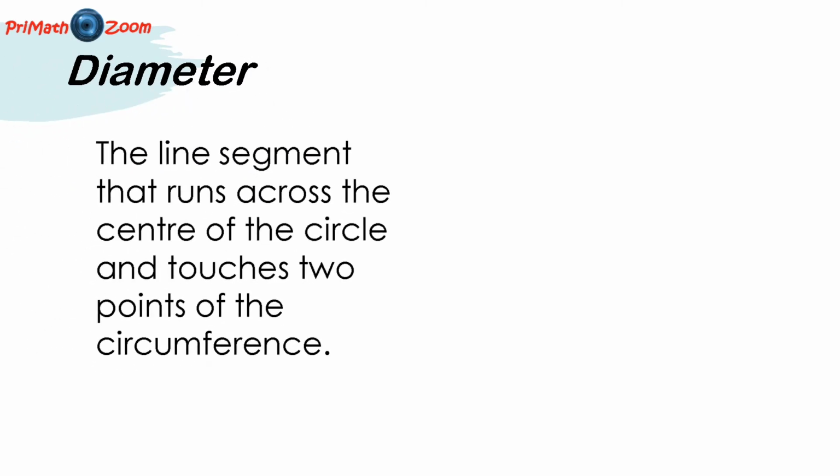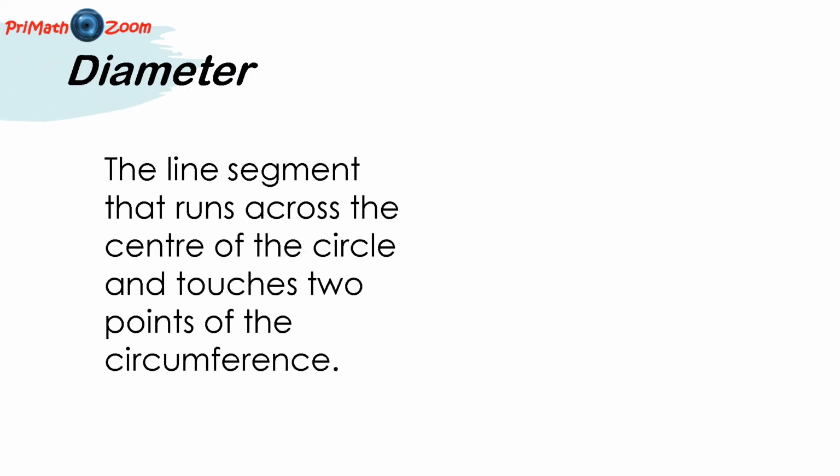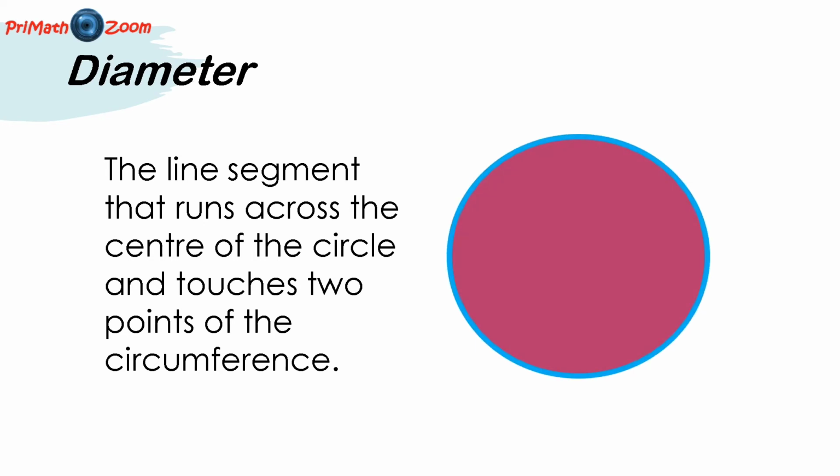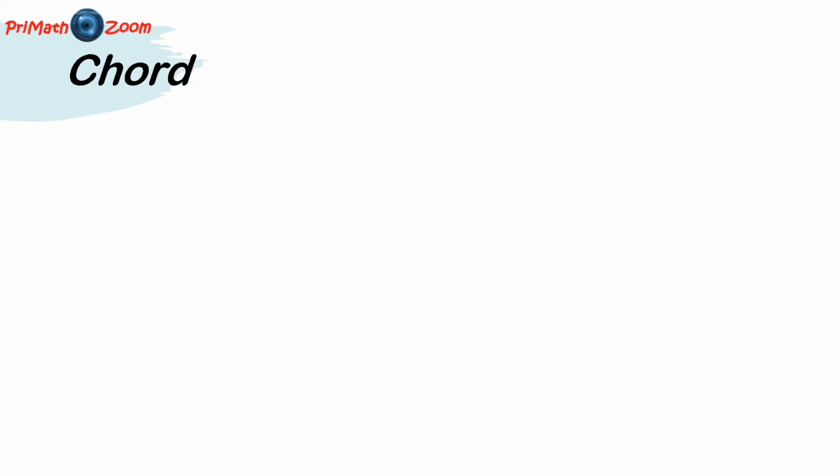We have the diameter, and this is the line segment that runs across the center of the circle and touches 2 points of the circumference. For example, this is the circle, and this would be the diameter. Note that the diameter runs directly from the center and touches 2 points of the circumference.